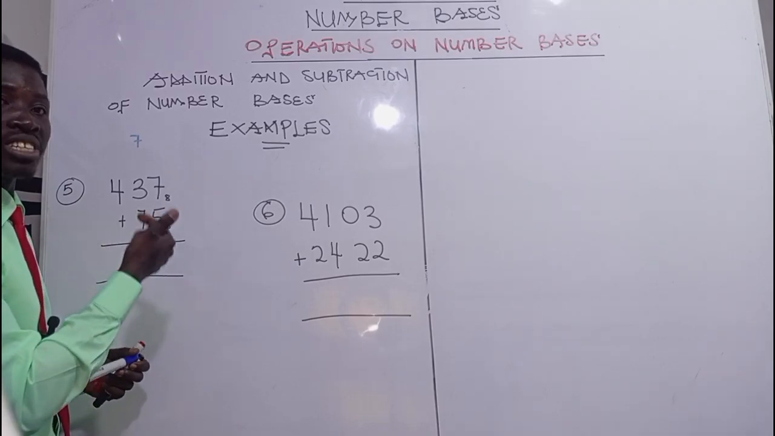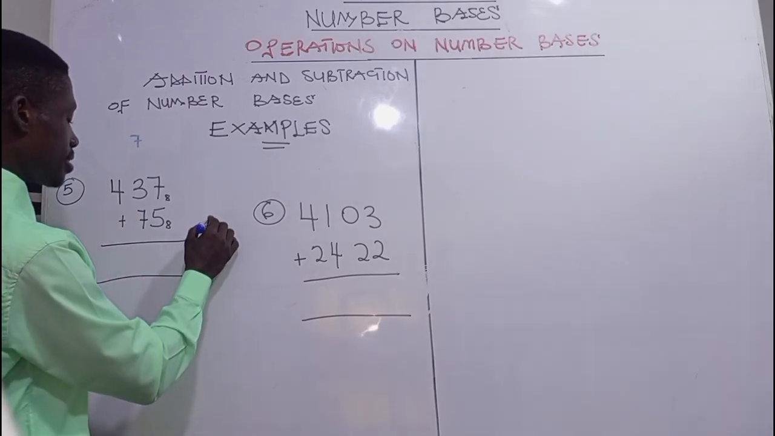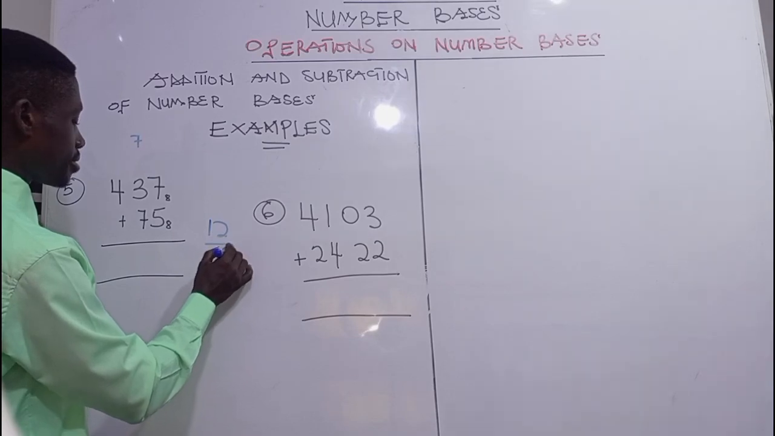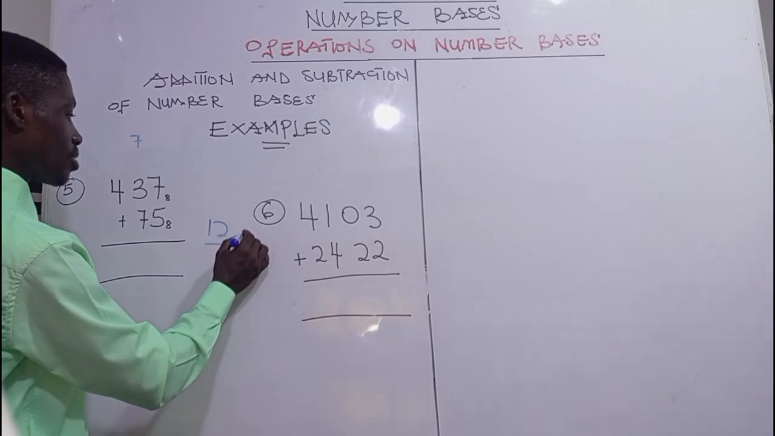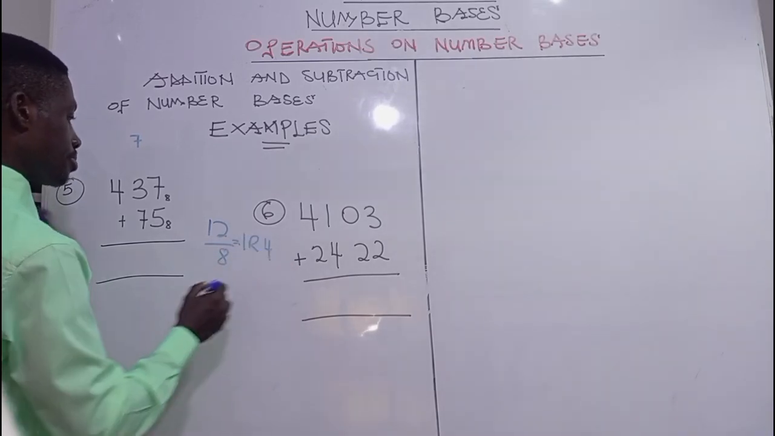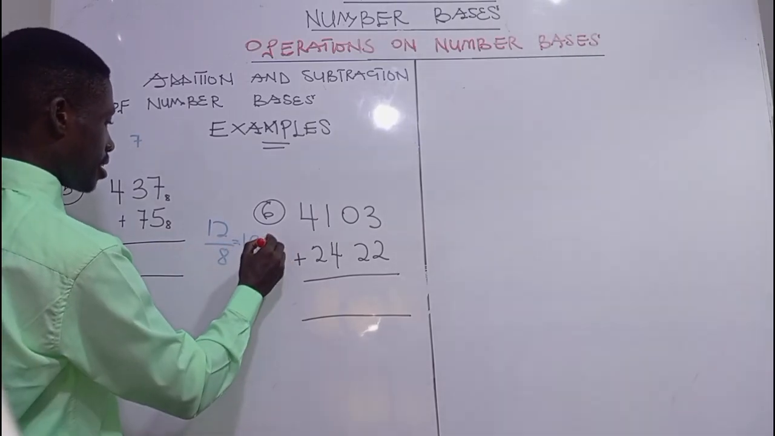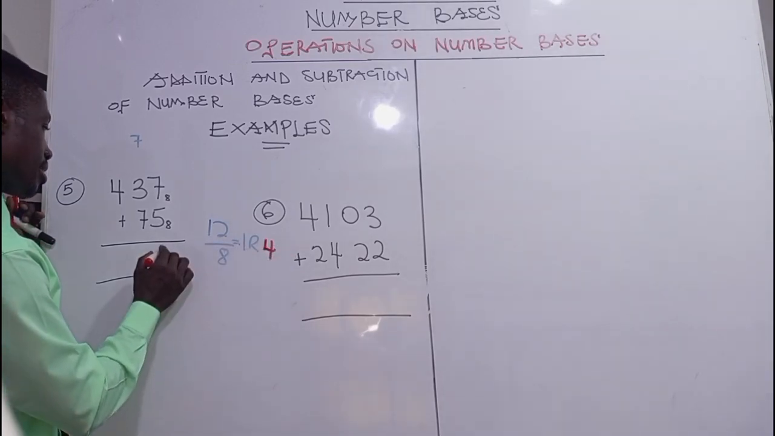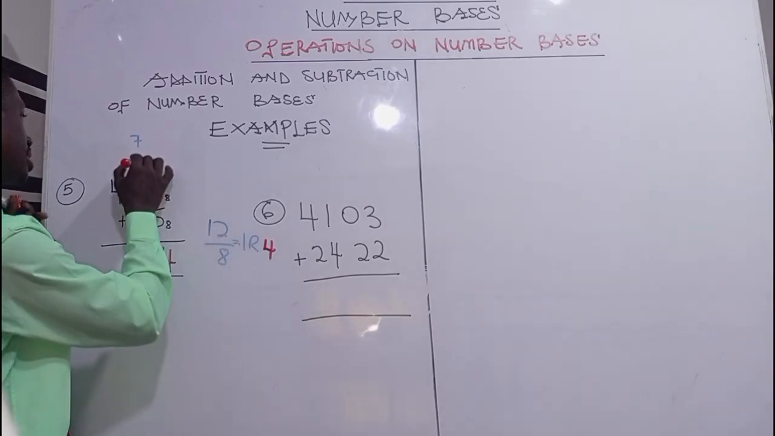So 7 plus 5 will give us what? 12. 12 is greater than the base that we are working in. So we divide it by the base. So we have 12 divided by the base, which is 8. And 8 into 12 will give us 1. Remainder what? 4. Let me use red ink for the remainder. Remainder 4. So we are going to write the remainder here. And then we carry the quotient, or this one, to the next number.